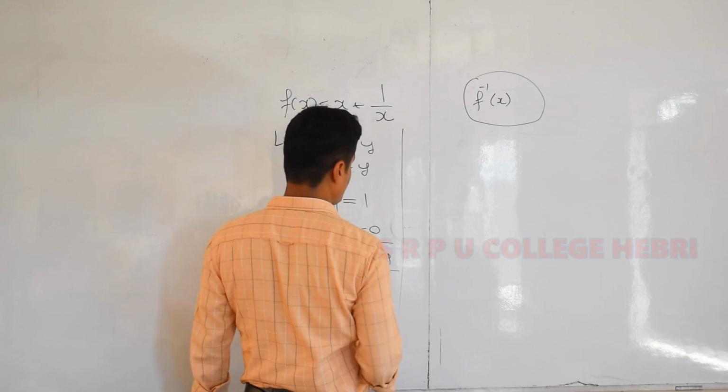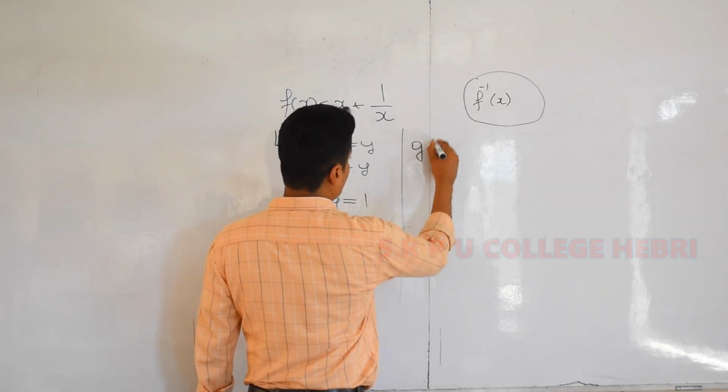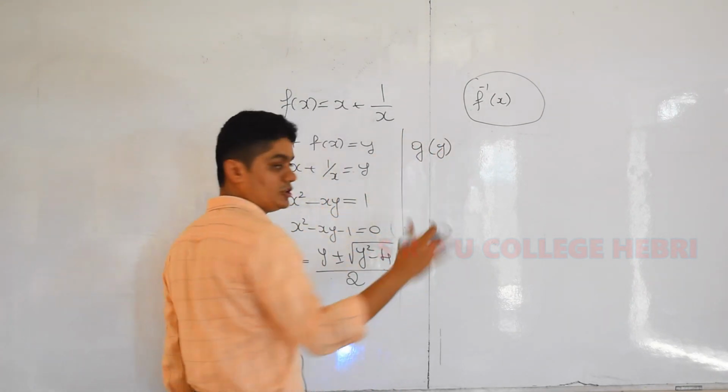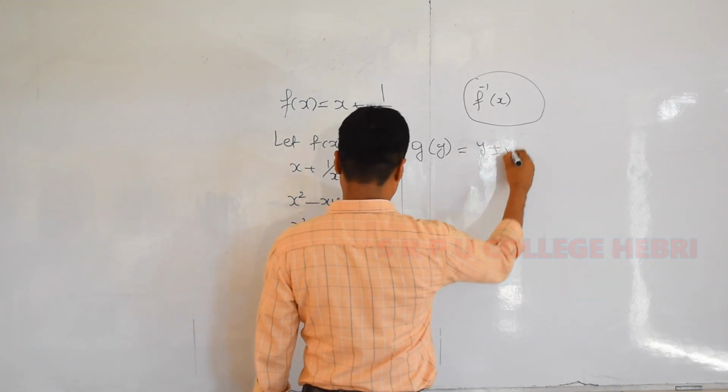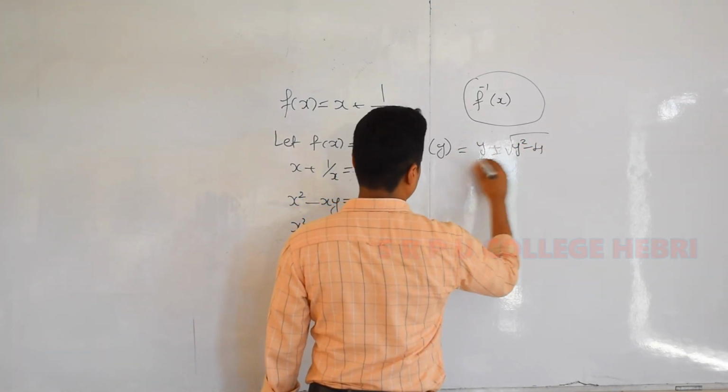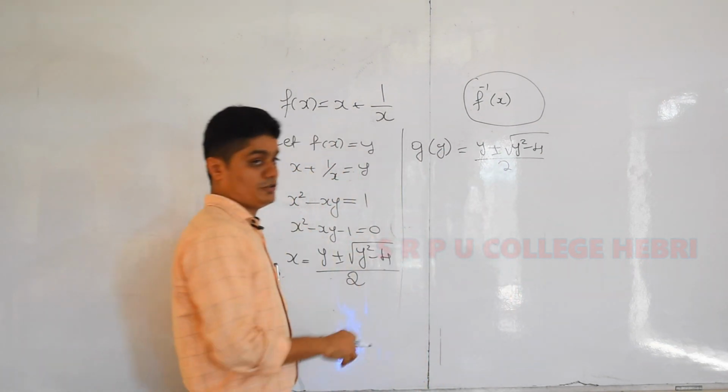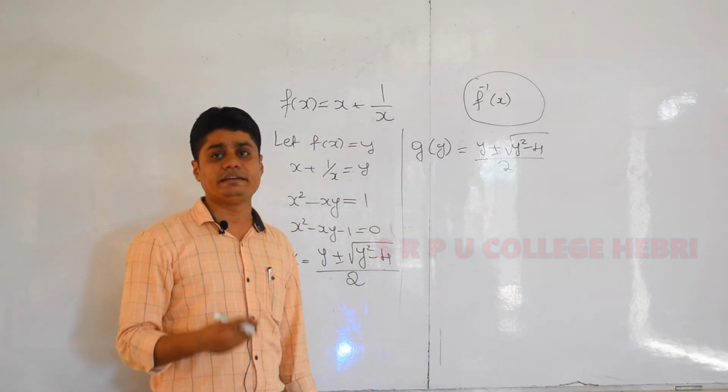So what can we do with this? We can define g of y which satisfies the composition and all. Okay. So g of y I can write as y plus or minus square root of y square minus 4, by 2. If this question is asked in board exam, then it will be a 5-mark question.